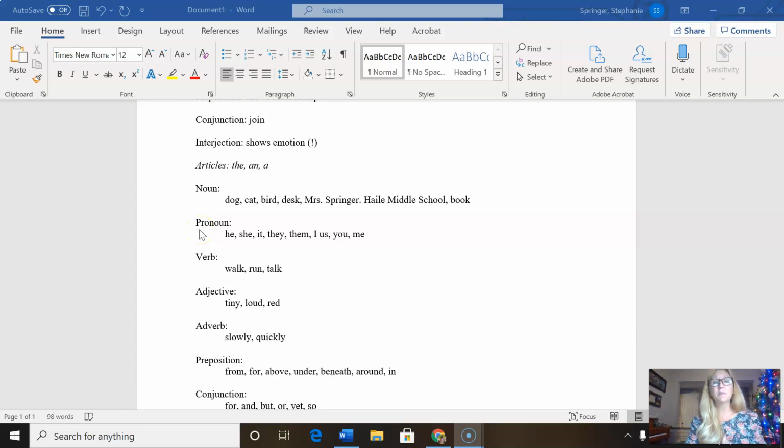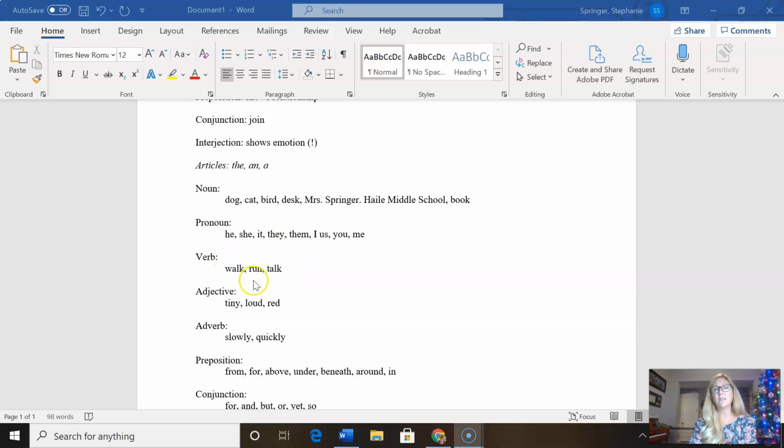A pronoun is going to take the place of a noun. So instead of saying dog, if your dog is a boy, you can say he or it. Cat, she or it. They, them, I, us, you, me. Those are all different types of pronouns. So instead of saying Jeremy went to the store and Jeremy bought ice cream, you would say Jeremy went to the store. Jeremy is our noun, and he is replacing, it takes the place of Jeremy, that's the pronoun, and he bought ice cream.